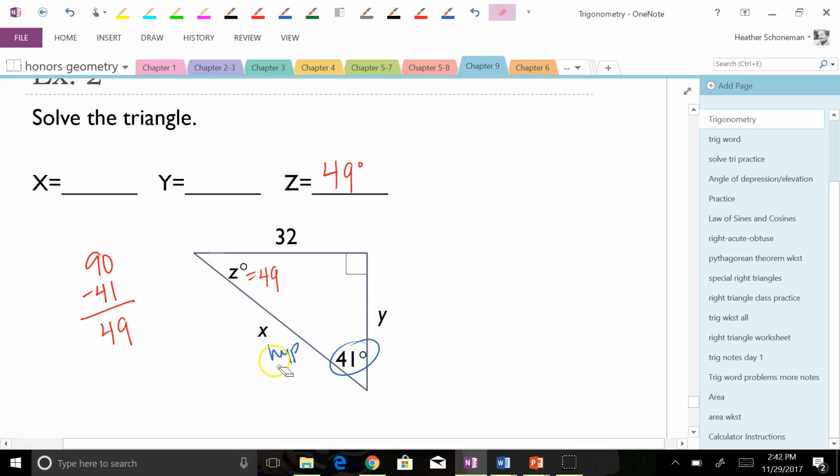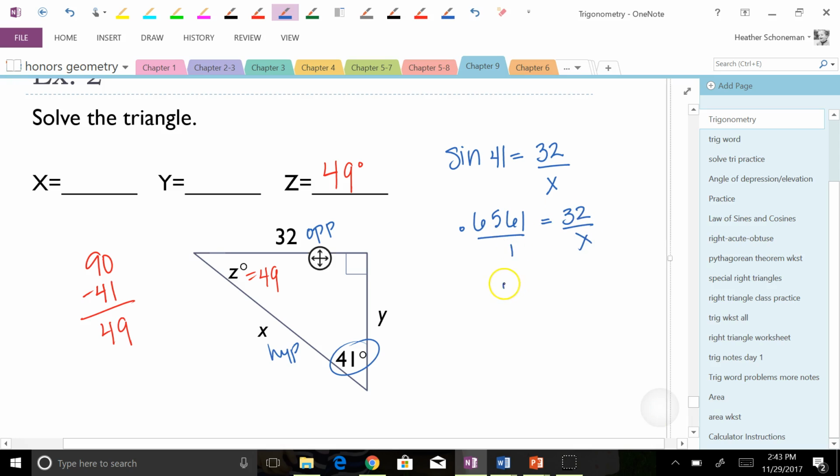So I want to label the variable I'm trying to find, which is x, and the side that has the number on it, which in this case is the opposite side. And opposite hypotenuse is sine, so I'm going to say the sine of my angle measure, which is 41, equals opposite, 32, over hypotenuse, which is x. All right, now in my calculator, I need to make the sine of 41 a decimal to 4 decimal places, which is going to be 0.6561, so 0.6561 equals 32 over x.